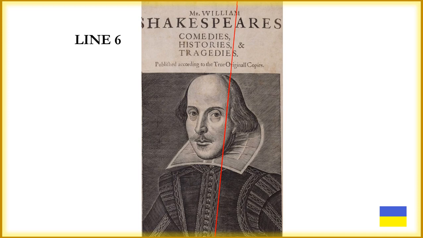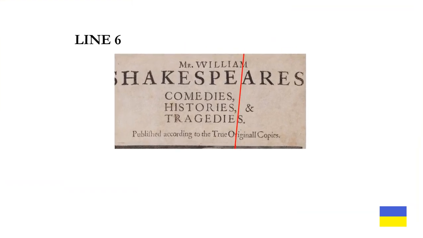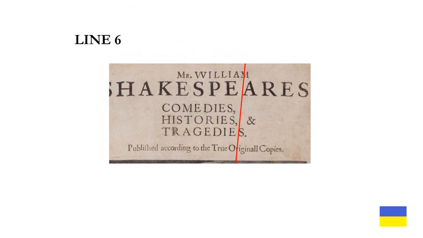Line 6. This one goes straight through the middle of the M in William, clips the second A in Shakespeare's, clips the S in tragedies, and goes straight through the R in original.